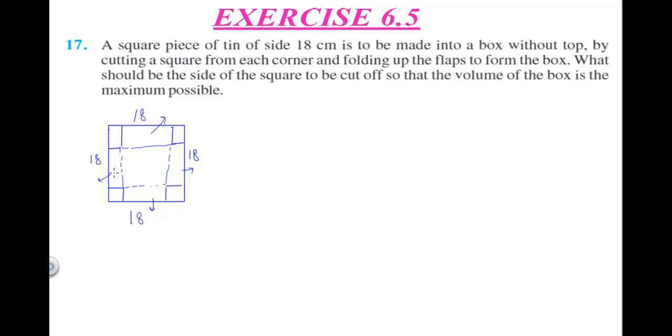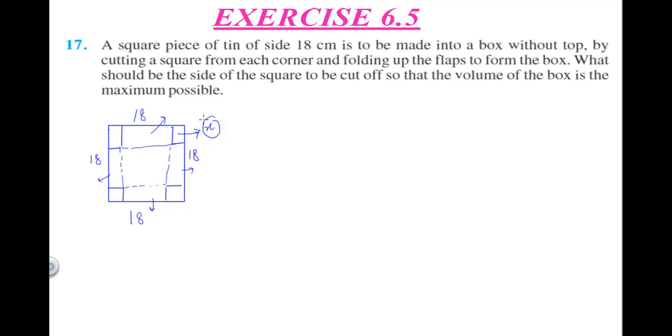So when you cut, you can do it with a paper also. Just take a square piece of paper, cut out the squares from the corner. So you will be left with the 4 sides. Okay, so you can just fold them up and make a box. So when you do that, they're asking what should be the side of square to be cut off. That means this square that we are cutting off, they're asking its side. So let us suppose its side is x. Okay, so what should be the side of square to be cut off, so that volume of the box is the maximum possible.